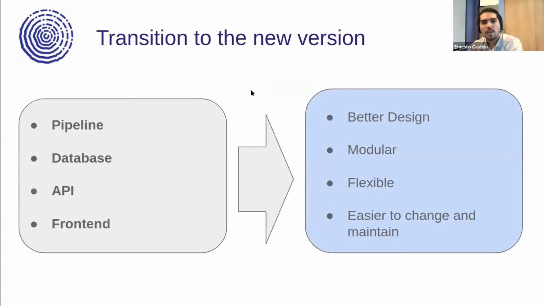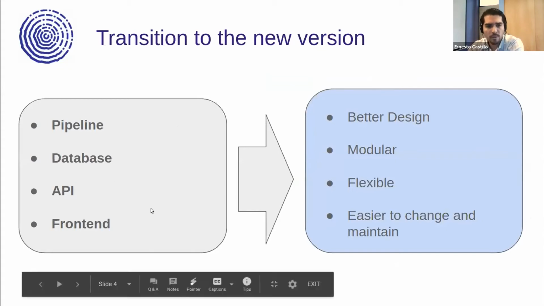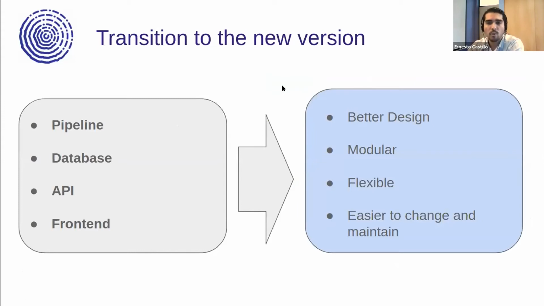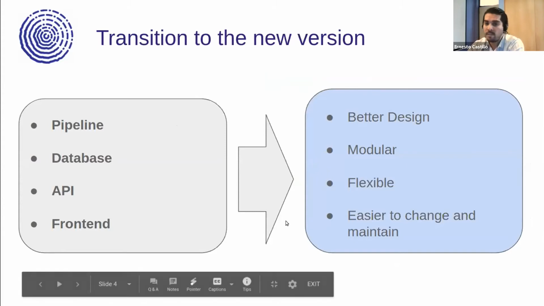I want to mention that currently we are working on the transition to a new version of our infrastructure. We have been making significant changes in the pipeline, in the database, in the API, and in the frontend. So the new version has a better design, is more modular and flexible, and because of that, easier to change and maintain.